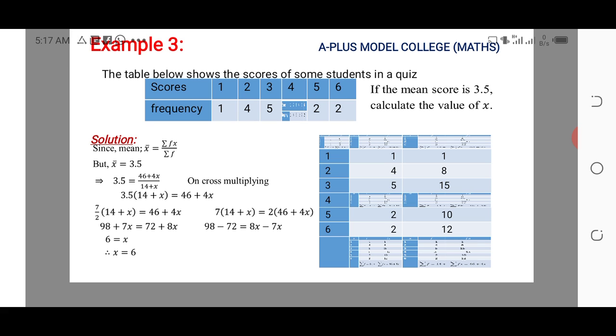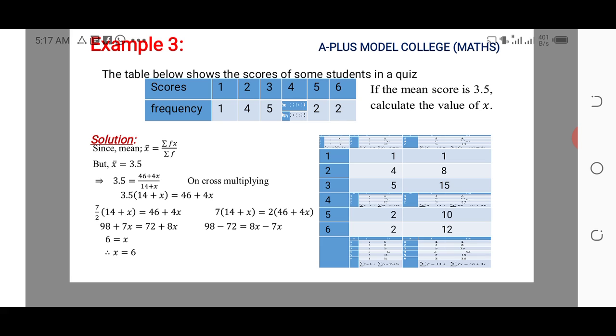The number of students that score 1 is 1. That score 2 is 4. That score 3 is 5. That score 4, you can see it's not that clear anyway, the number of students that score 4 is x. It is x that you have there. The number of students that score 5 is 2, and that score 6 is 2. So they say if the mean score is 3.5, calculate the value of x, which is the number of students that score 4.